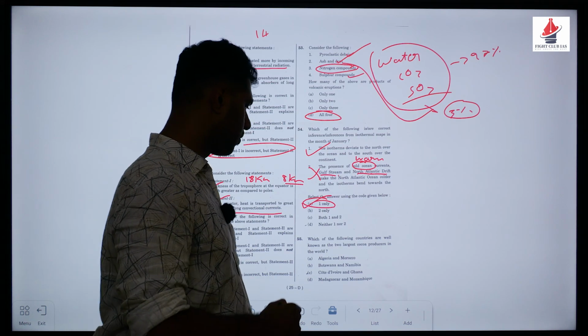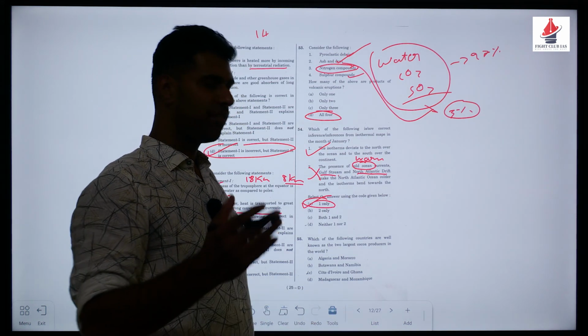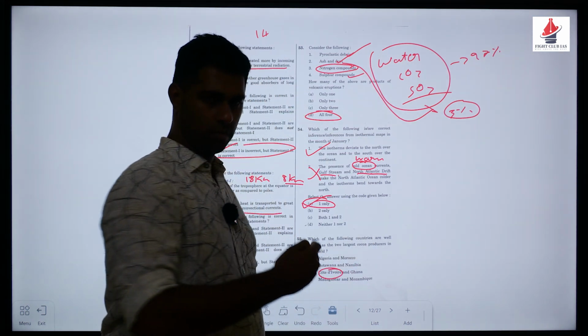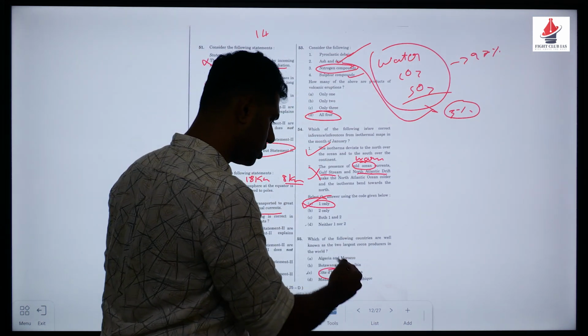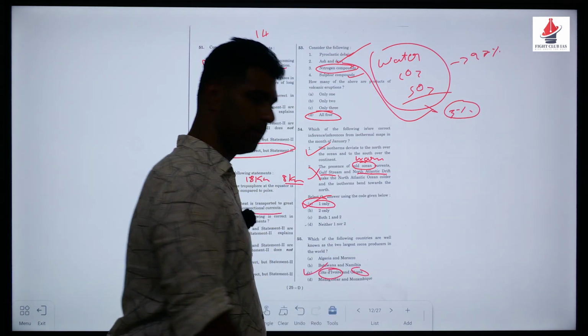Now, moving to the 55th one. Which of the following countries are well known as the two largest cocoa producers in the world? Everyone knows Ghana is one of the most famous, but Cote d'Ivoire or Ivory Coast, which is famous, is also the largest cocoa producer, and comes the Ghana. Answer is C.